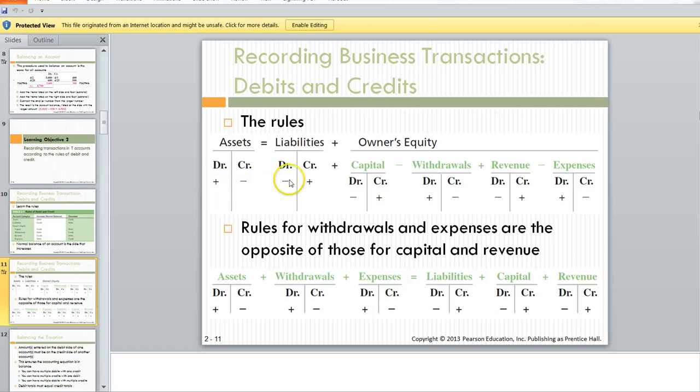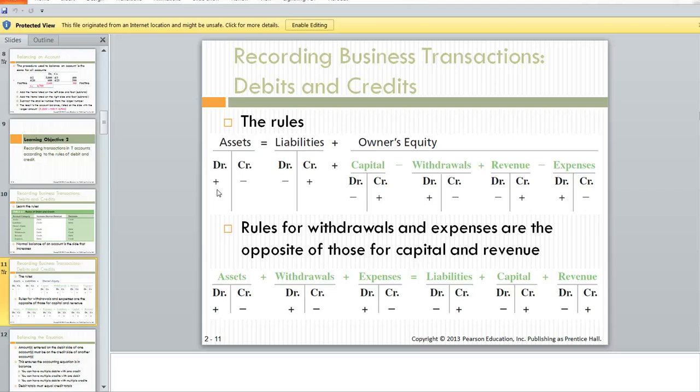Okay, the debit side is always the left side. Doesn't matter. These are your accounts: 1, 2, 3, 4, 5, 6. There are 6 accounts that you'll be dealing with. On the asset side, the rule is the debit adds to an asset. So that if I had to add to cash, I would enter a debit.